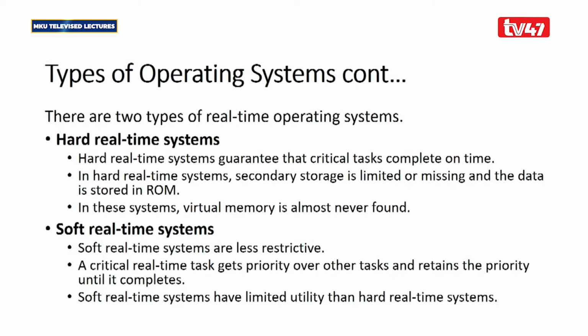But soft real-time systems are less restrictive, so time is not really critical, and a critical real-time task gets priority over other tasks and retains the priority until it completes. So a task that is critically real-time will get priority over the soft real-time systems. Then the soft real-time systems have limited utility compared to hard real-time systems.